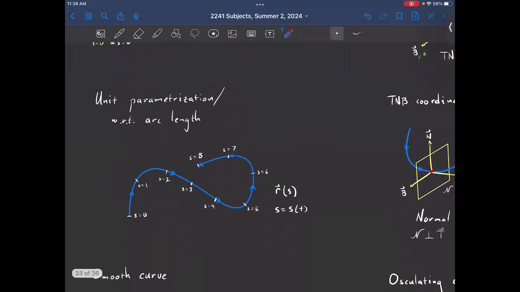The unit parameterization with respect to arc length just means using s as the parameter. And this right here, the arc length function, is how you get that. You just solve this for t and then rewrite everything in here.